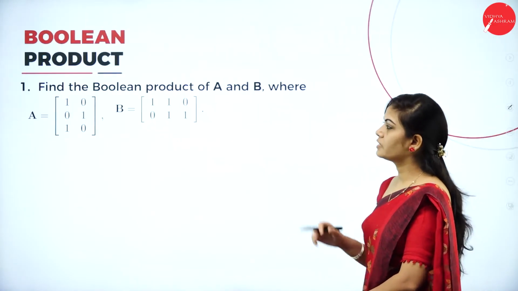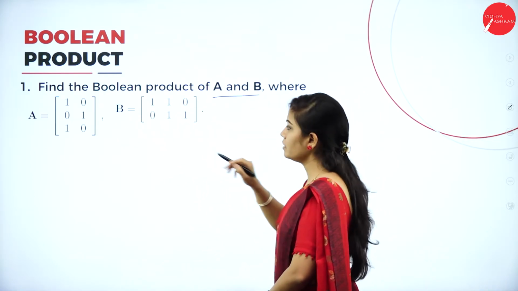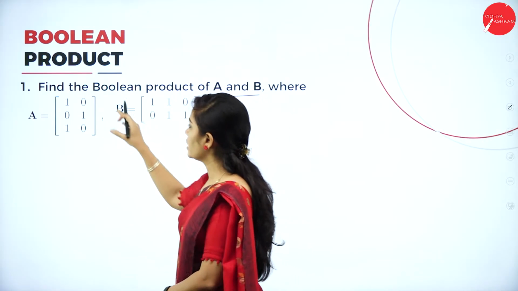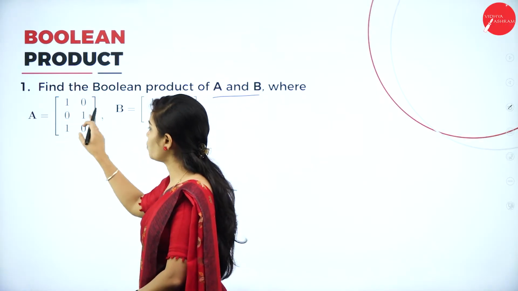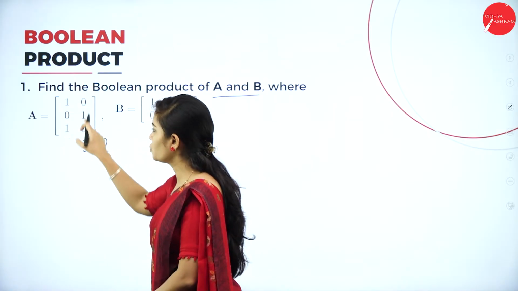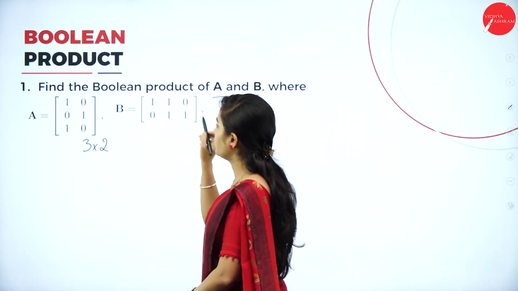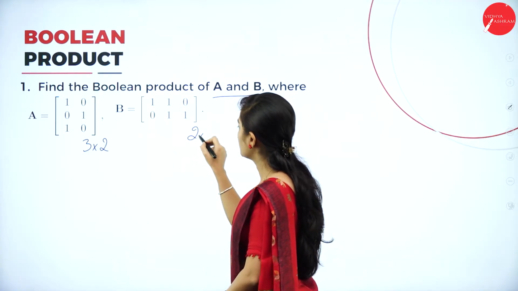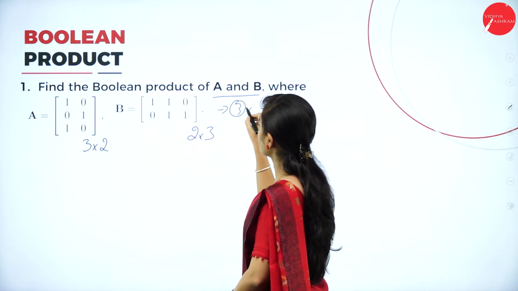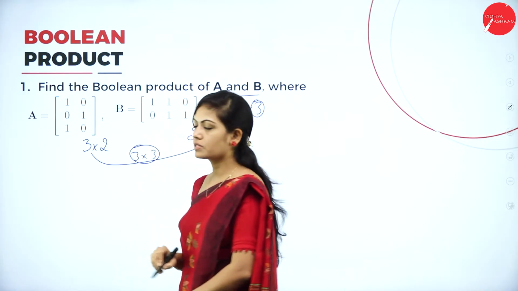So let us understand with an example problem. Find the Boolean product of A and B. We have two matrices, matrix A and matrix B. Observe the matrix values of A: 1 0, 0 1, 1 0. It is a 3 cross 2 matrix, 3 rows and 2 columns. And matrix B is 1 1 0, 0 1 1. It is a 2 cross 3 matrix. So the final answer will be a 3 cross 3 matrix, right?